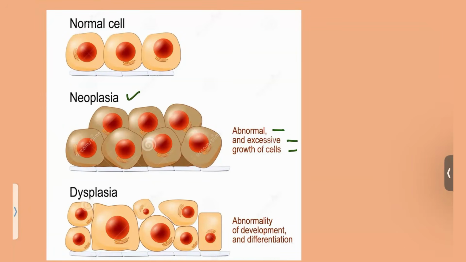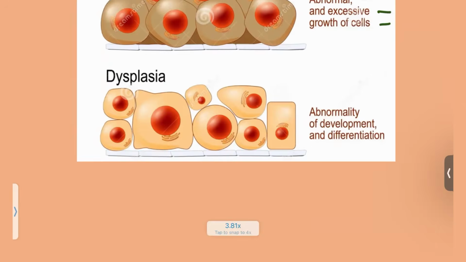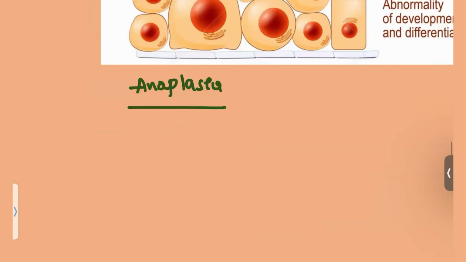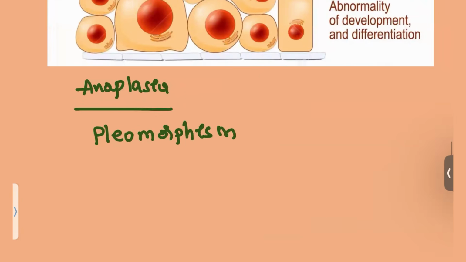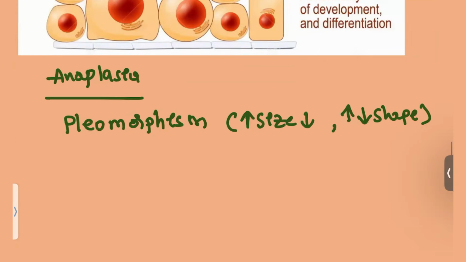So let's see dysplasia. What is meant by dysplasia? Abnormal development and differentiation, and disorganized. And also the next thing that you have to know about is anaplasia. What is meant by anaplasia? Usually it is going to contain pleomorphism. Okay, morphism means the structure. It is basically internal or external. So pleomorphism means there will be extreme changes of the size. It can be increased or it can be decreased. And also the shapes will be extremely different. Okay, all these are going to be the features of pleomorphism.